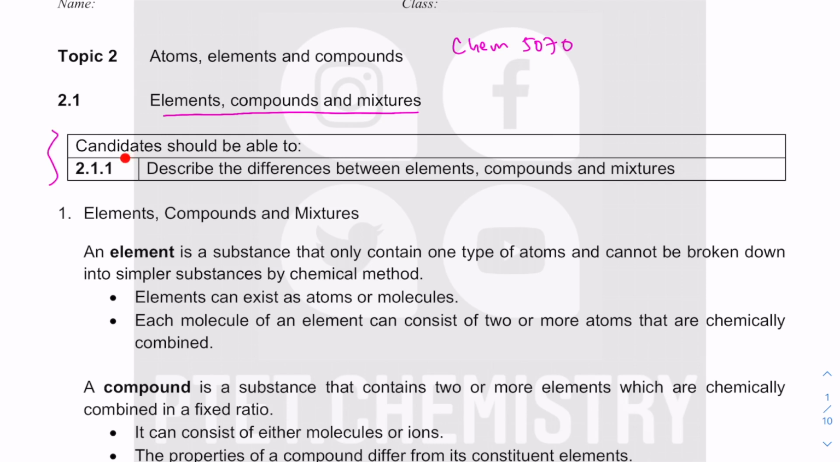So Cambridge, or whatever syllabus that you're doing, says that candidates should be able to describe the differences. So it's not just stating, it's not just outlining, but it's describing. So describing means in detail. So you need more than just one line. You need to talk about differences. This is plural because you need to know more than one difference between elements, compounds, and mixtures.